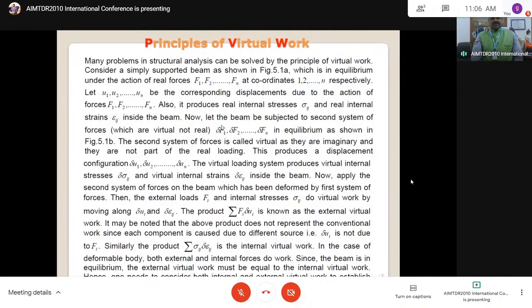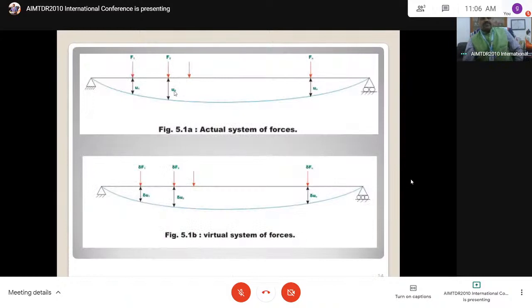Now let us consider the analogy of how we will adapt. In structural analysis, we solve many types of problems. Let us consider a simple beam. This is a beam. It consists of forces and displacements. There are a number of forces F1, F2, Fn. Apply the principle of superposition. Consider the effect of these forces.